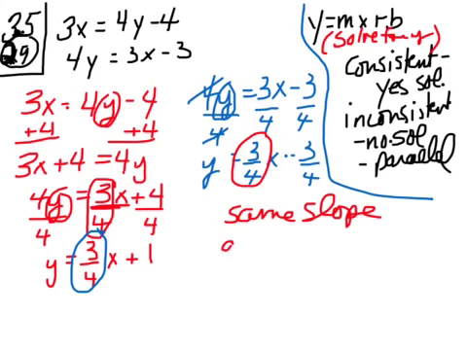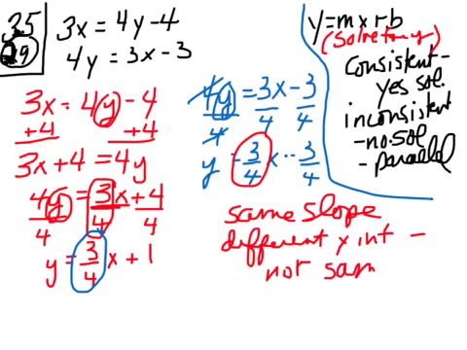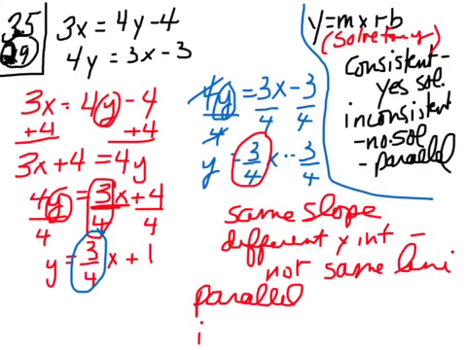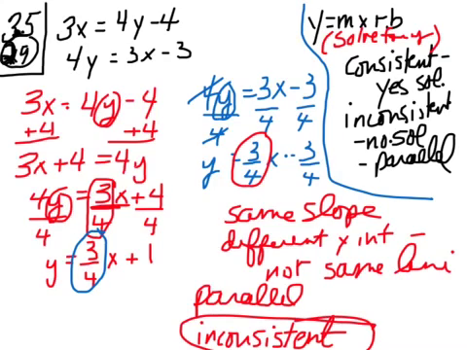Since they have different y-intercepts, that means they're not the same line. Okay, so they're not the same line, but they have the same slope. That means they're parallel. And if they're parallel, we call that inconsistent with having a solution. There are no solutions, okay? So for 29, it's an inconsistent system.